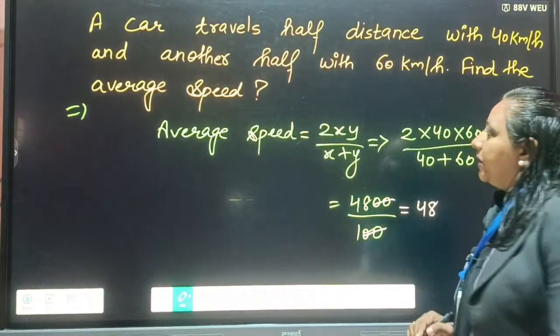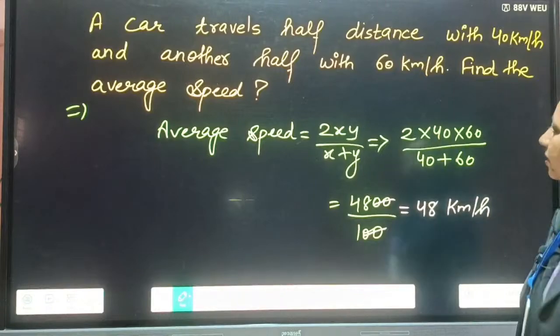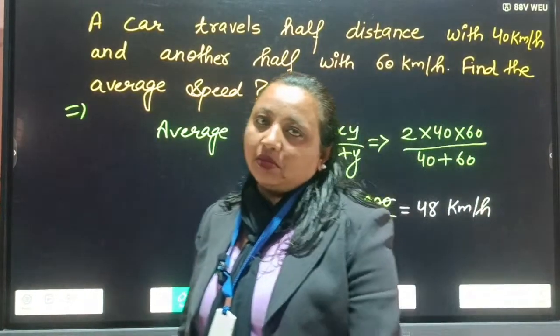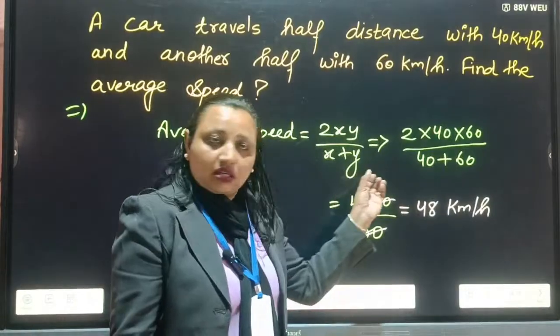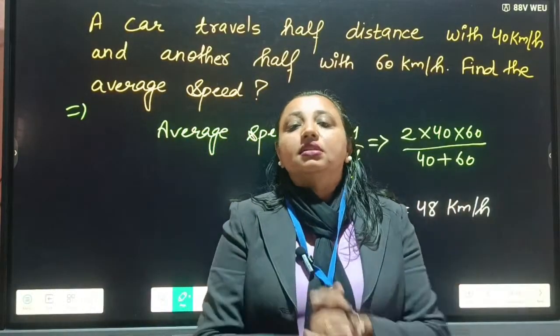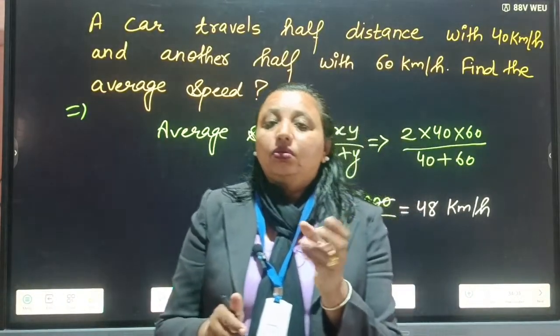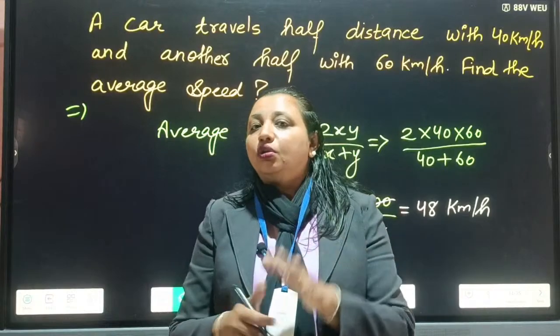The average speed in this case is 48 km per hour. So the answer is 48 km per hour. We can use this direct formula, 2xy upon x plus y, if our distance is divided into two equal halves. Suppose the distance is 100 kilometers.